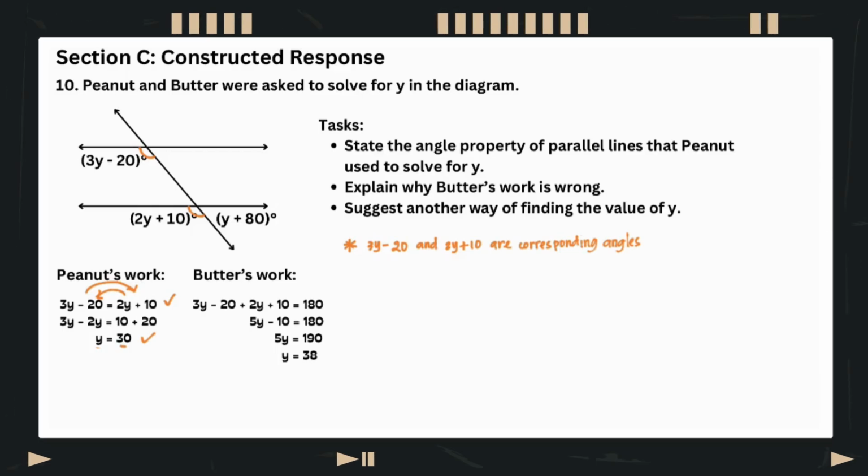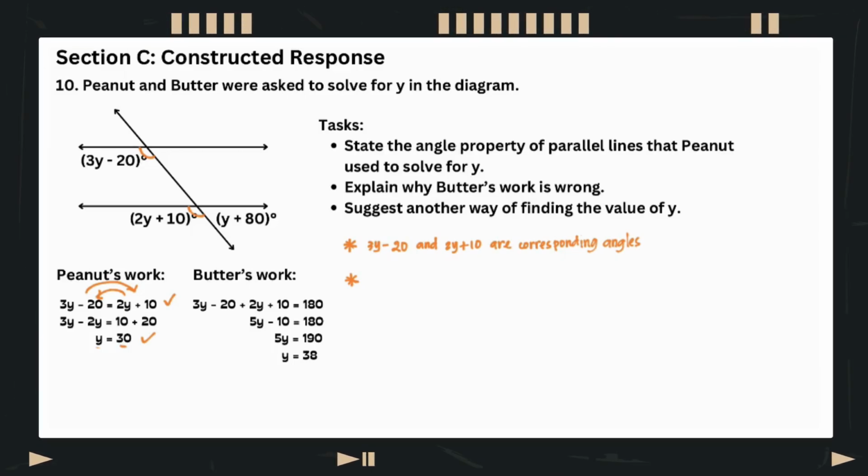For task 2, explain why Butter's work is wrong. So let's take a look at how Butter gave the solution. He said 3y minus 20 plus 2y plus 10 is equal to 180. So based on our first answer, they are corresponding angles, which means they should be equal, and their sum is not actually equal to 180 degrees.